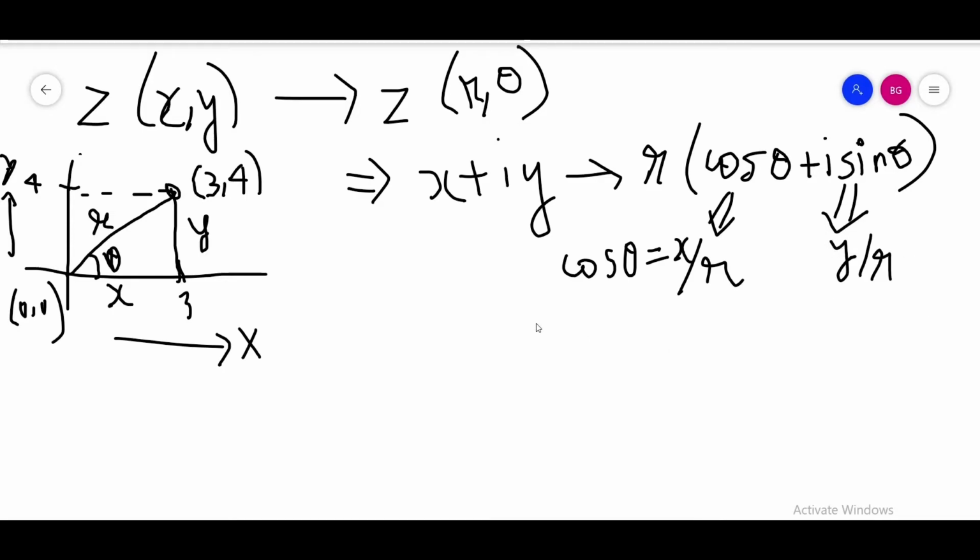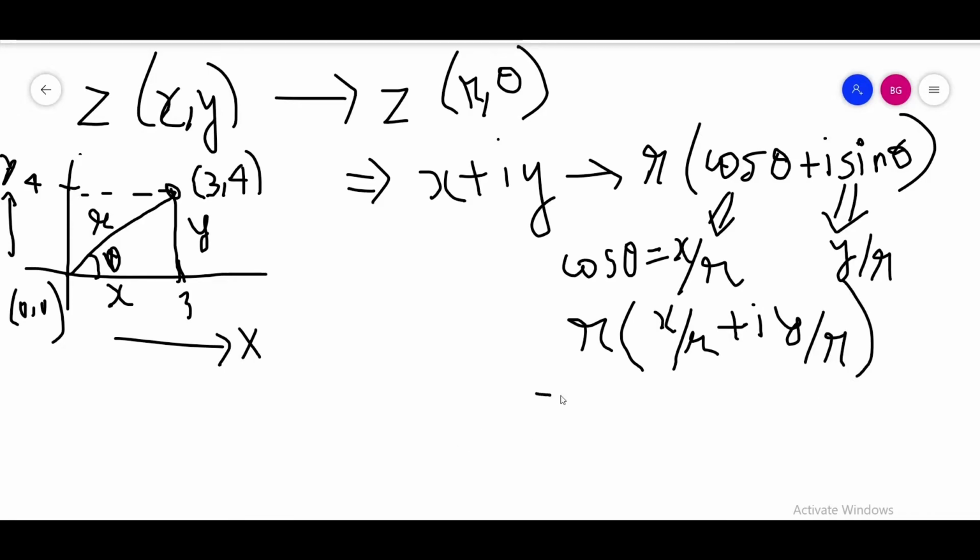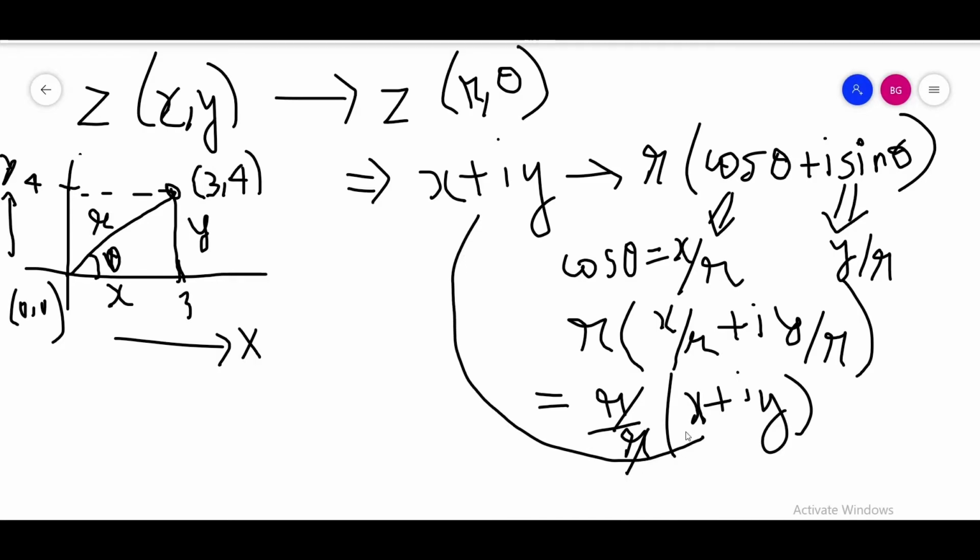Now what we'll do is substitute x by r and y by r in the equation, r into x by r plus i y by r. In this case, let's take r common. Let's take r out of the brackets, and we'll get r by r times x plus iy, and this r and r can be cancelled out. Initially this is the same as the one we saw in the Cartesian form, x plus iy.